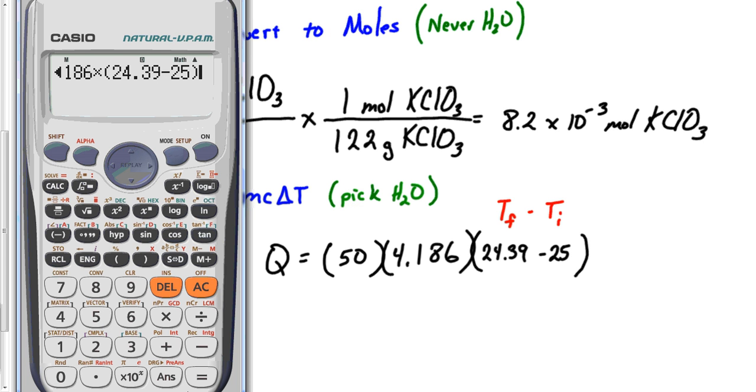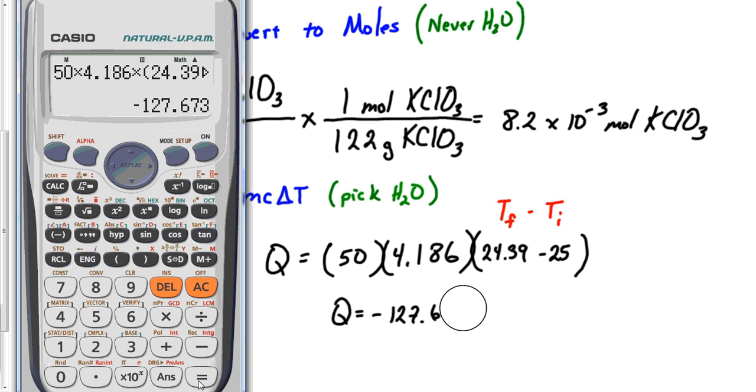Now check this out. My answer for Q comes out negative 127 point, and I should have rounded off. Matter of fact, I am. Let's just round off that number. Negative 127.6. Let's round it. What's it going to be? Negative 128 joules. We'll leave it at that.